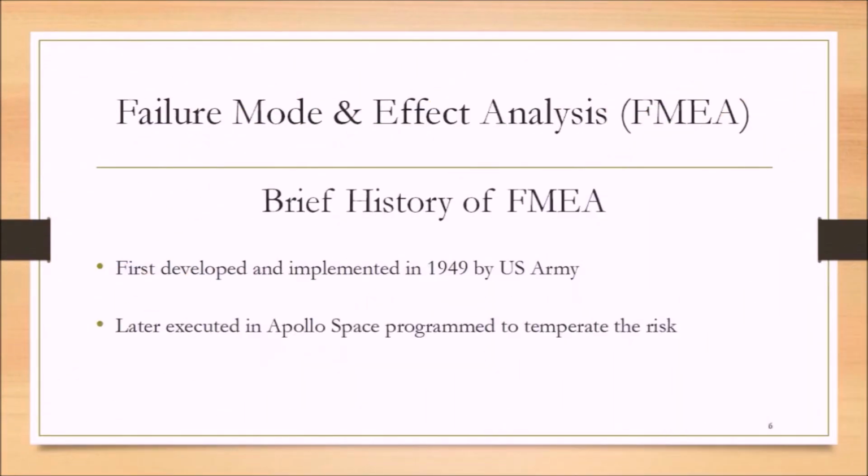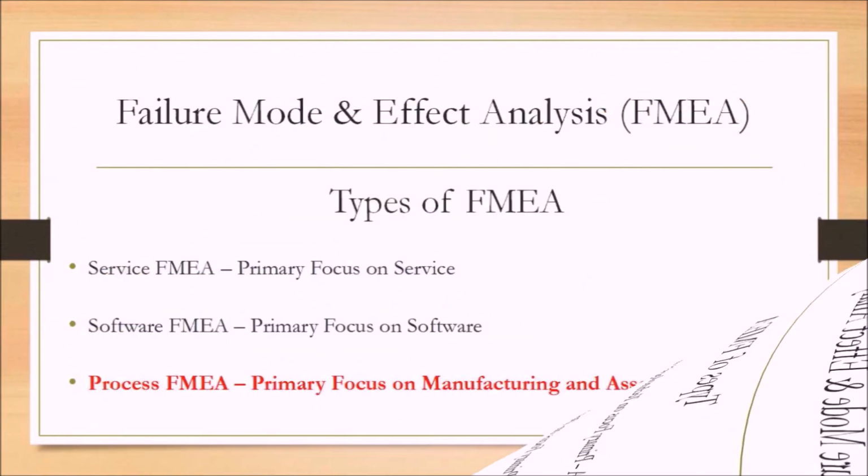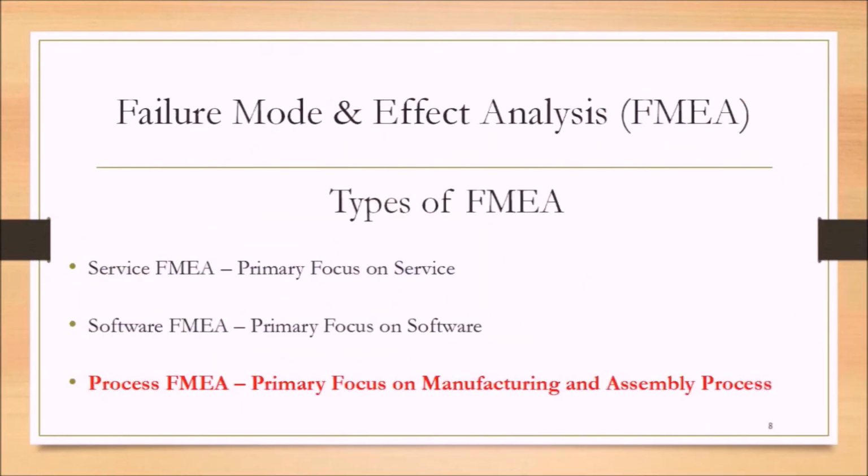FMEA was first developed and implemented in 1949 by the US Army, later executed in the Apollo space program to temper the race. There are 5 types of FMEA. System FMEA is focused on technology and system configuration, and design FMEA is focused on designing the product before it goes to production. Service FMEA is focused on service, and software FMEA is focused on software, whereas process FMEA is focused on manufacturing and assembly processes. For our assignment topic, we are focused on process FMEA because it deals with manufacturing problems.